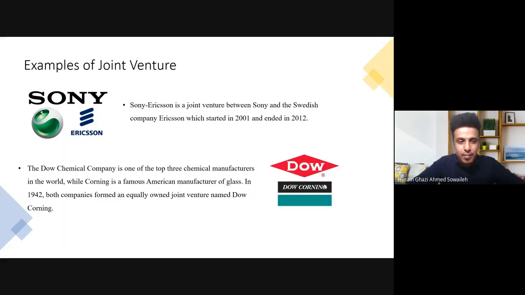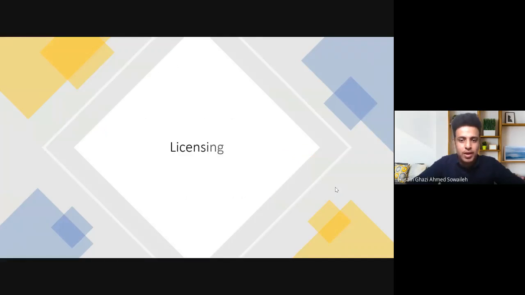The second example is Dow Corning. The Dow Chemical Company is one of the top 3 chemical manufacturers in the world, while Corning is a famous American manufacturer of glass. In 1942, both companies formed an equally owned joint venture named Dow Corning. The companies produce chemical products, and their joint venture is still valid until today. So now my friend is going to explain about the second one.